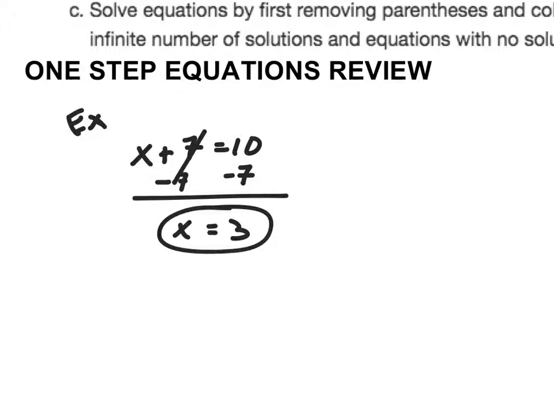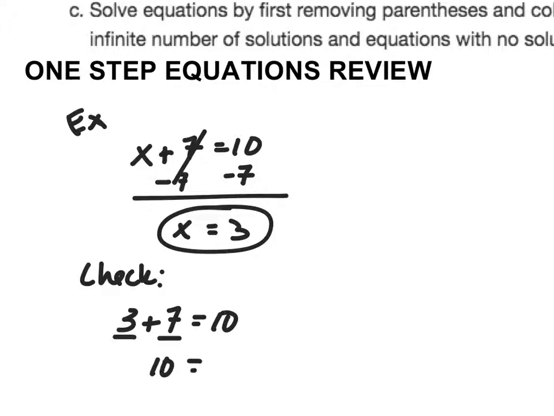And we can actually check our solution by plugging 3 back into the original equation. So if I wrote it as 3 plus 7 is equal to 10, 3 plus 7 gives me 10 on the left side, and I get 10 on the right side, and that's a true statement.